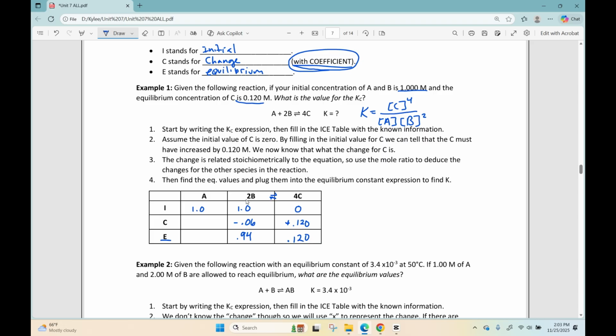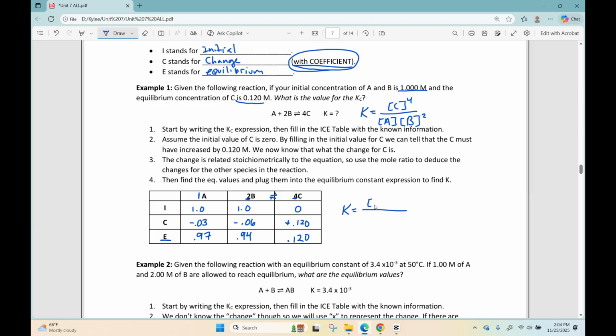And again, I figured that out by looking at the mole ratio. Similarly, if A has a coefficient of 1 and B has a coefficient of 2, that means B is going to change twice as much. So A is going to go down by half as much as B did, or by 0.03. Now that I have my equilibrium values, I can plug them into my K expression and get my actual value for K, which is what they wanted me to do.